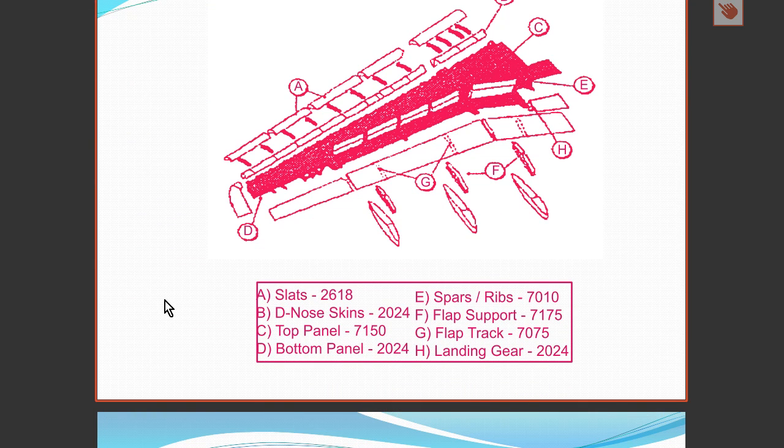Here we see a typical wing for a commercial jet, and we can see where different types of materials are used. So we see here for the slats, a 2000 series alloy, aluminum copper, nose skins, aluminum copper again, the top panel, aluminum zinc, the bottom panel is aluminum copper, and we have aluminum zinc and aluminum copper.